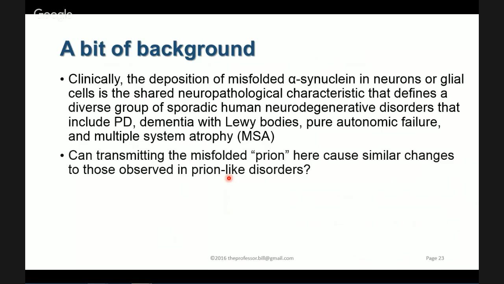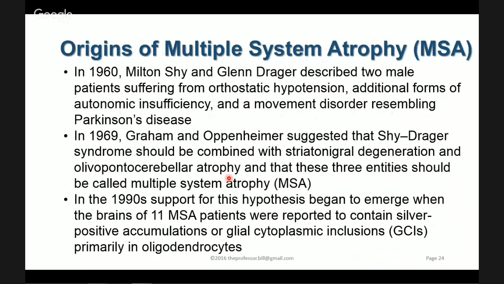the same disorder? So multiple system atrophy, for those of you who haven't had this before, actually started off as 3 separate diseases or 3 separate syndromes. They all kind of look a little bit like Parkinson's disease. It was a neurological and histopathological separation of all of these. So Milton Shai as well as Glenn Drager had 2 patients in the 1960s that were suffering from orthostatic hypotension.